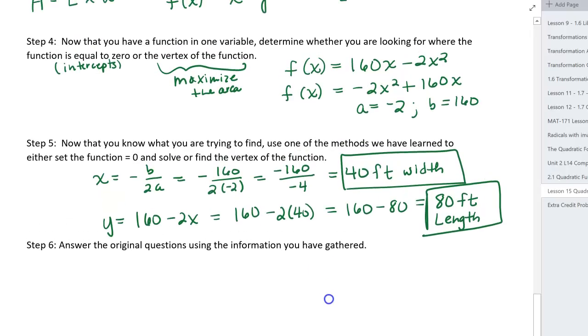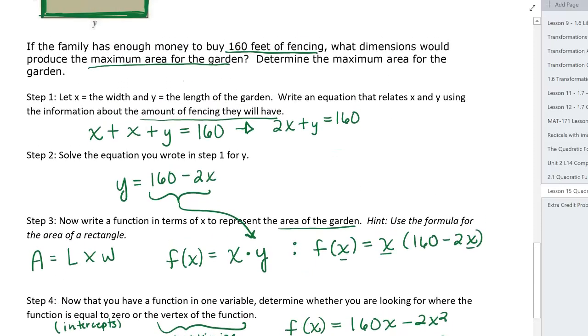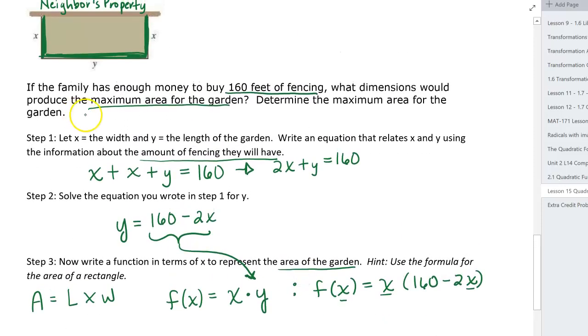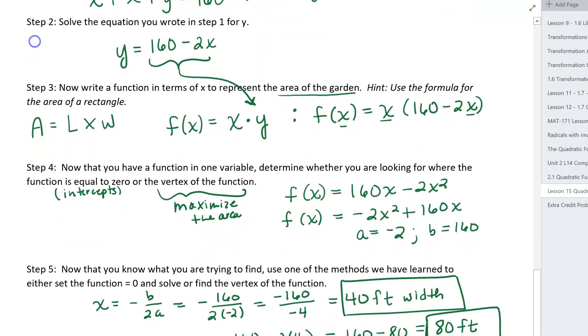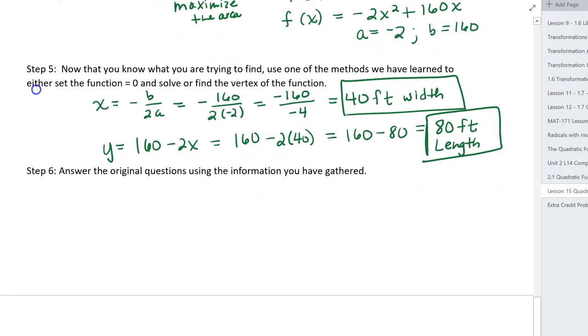But that's not the only thing we were asked to find in this problem. So it said, first of all, what dimensions would produce the maximum area of the garden? Well, we found those dimensions to be 40 and 80. But it also asked us to determine the maximum area for the garden. So remember, the maximum area is going to be length times width.